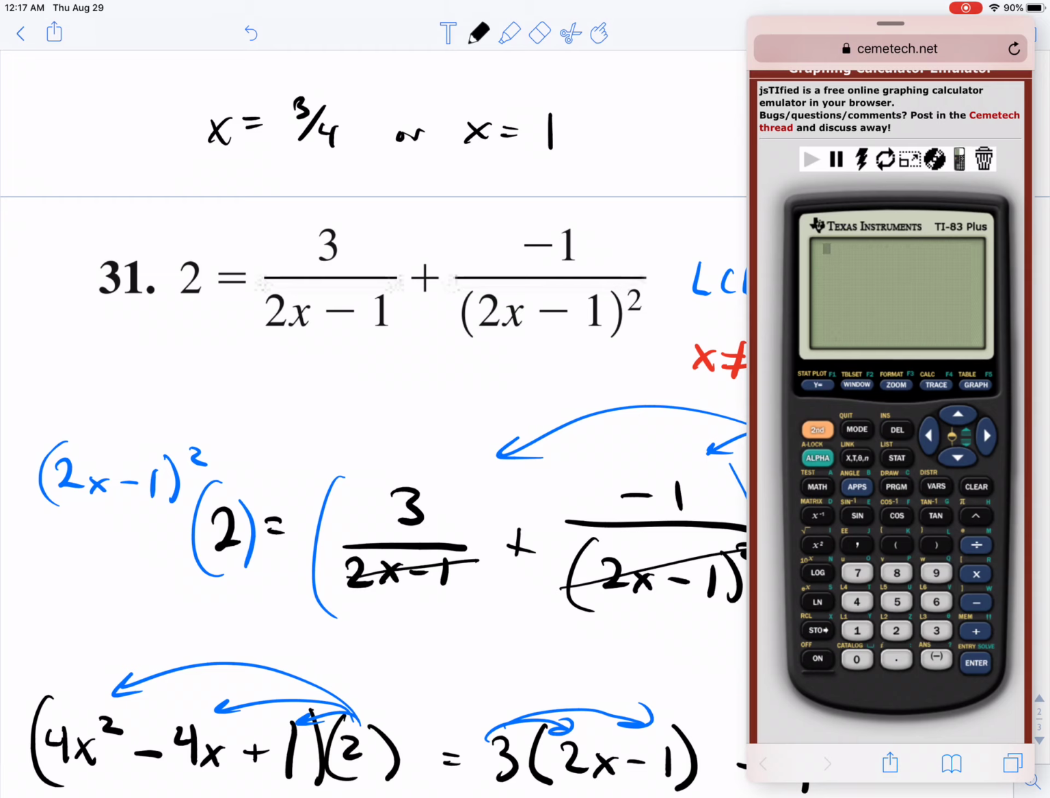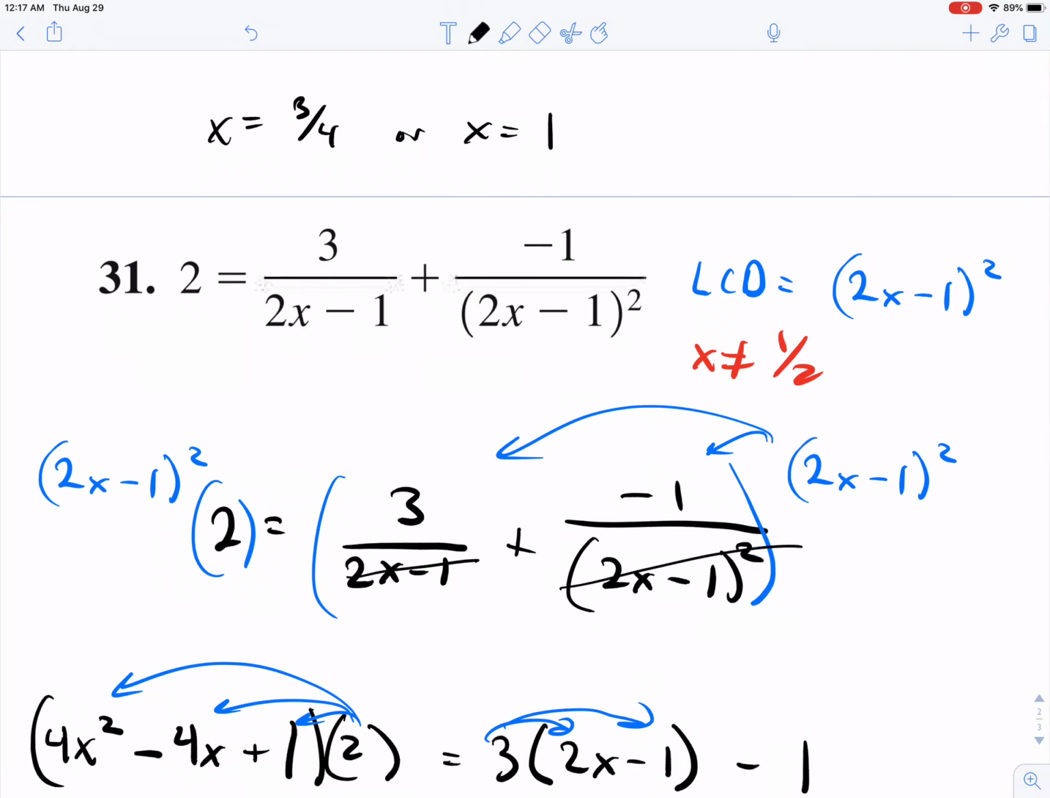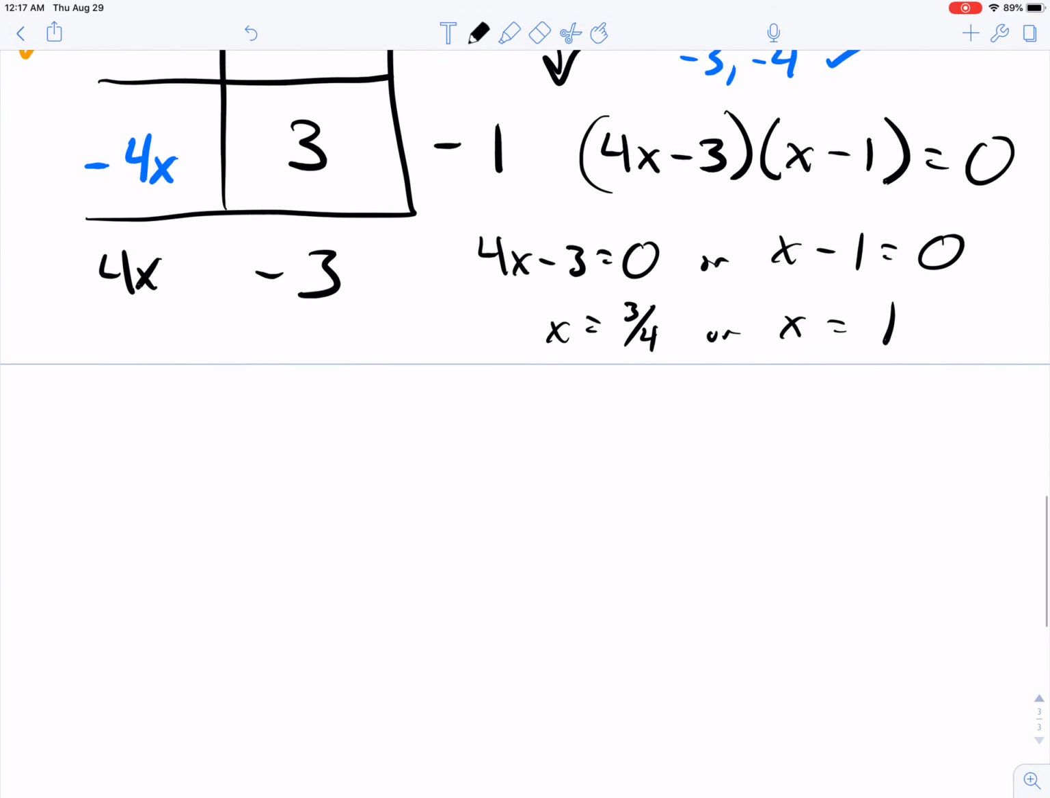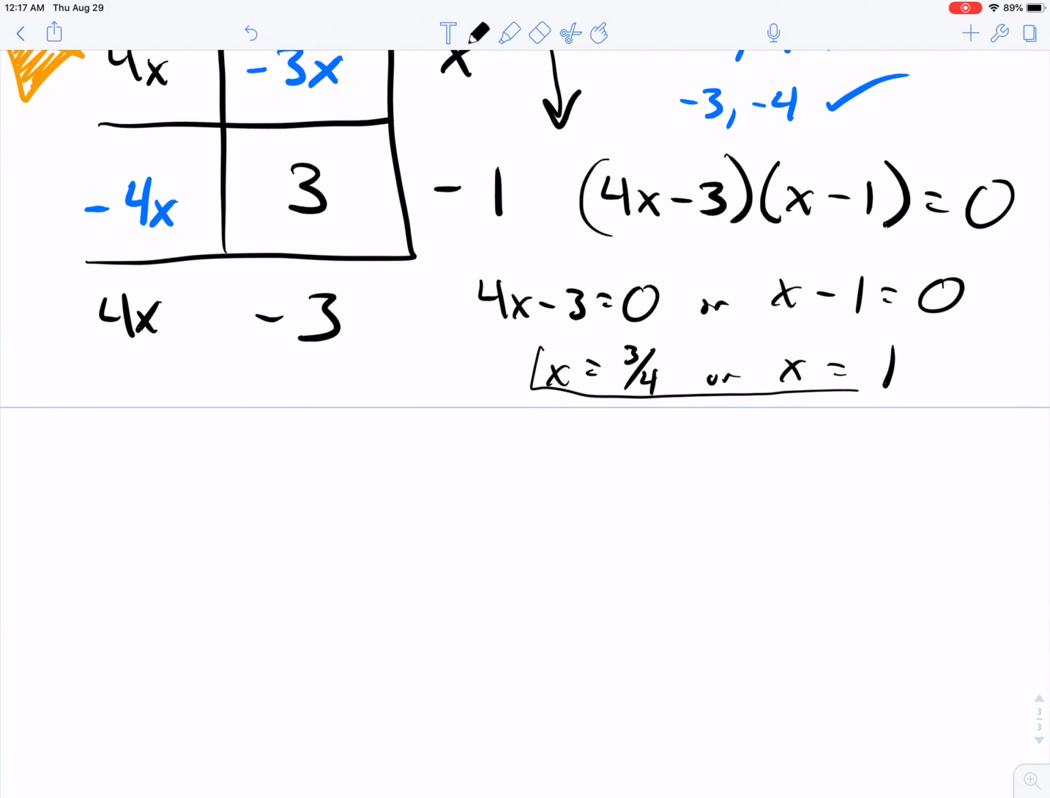So I'm going to quit. I'm going to go to variables, y variables, number one. So I'm calling that function I just typed in, and we're going to test these two results. So first we're going to do when x is 3 divided by 4. We should get a result of 2, and we got our 2. Let's do when x is 1, and we also got 2. So both of these checked out. So then these are our solutions.